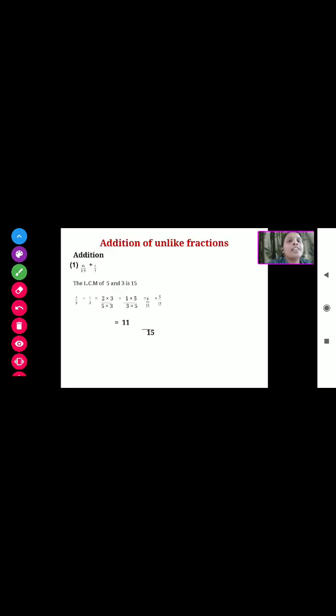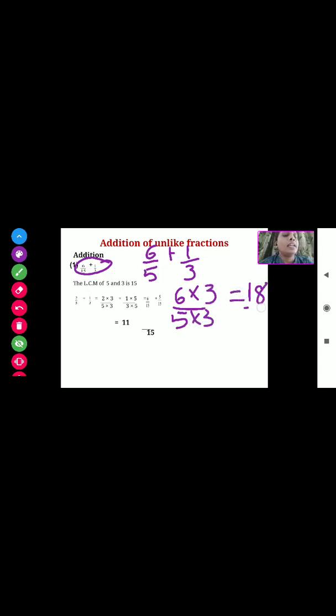Here you can see that we want to add 6 by 5 plus 1 by 3. The LCM of 5 and 3, sorry, it is something different, so we will change it. 6 by 5 plus 1 by 3. The LCM of 5 and 3 is 15, you know that. So for 6 by 5, we multiply by 3 like this. 6 times 3 is 18, and here it is also 15.